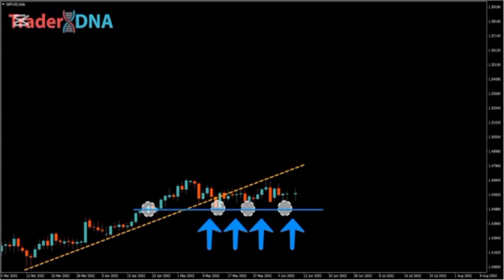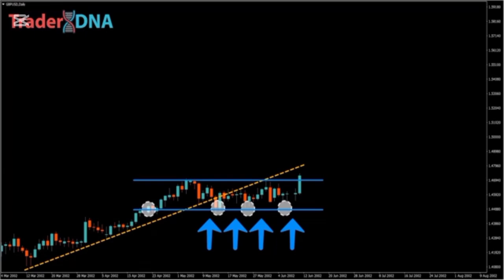Another powerful buy entry setup. Now check this out. We have a classic breakout scenario. The price has successfully broken above the downward trend line. But here's the twist, it doesn't immediately shoot up. Instead, it moves sideways, and this is a big clue.